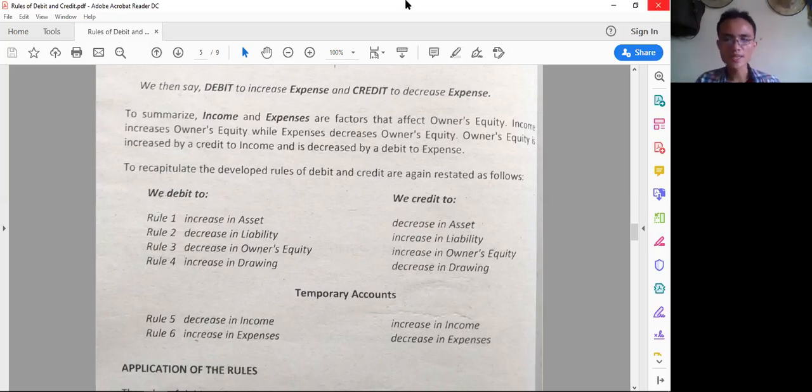Okay, so I'm back and I told you to focus on the increase or the increases. So increase in asset, it's debit, right? Increase in expenses, it's also debit. This is the debit, by the way. Credit, these are the effects.